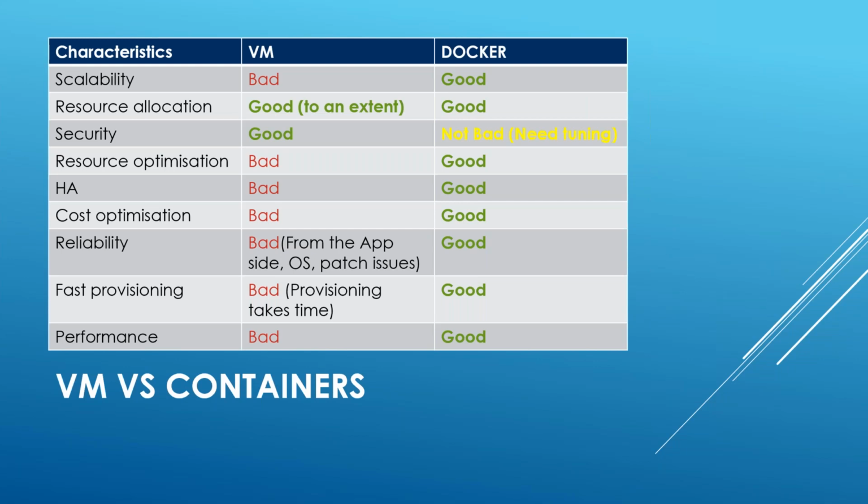Now if you see the differences between VMs and containers, scalability is bad in VMs, but in containers, we are going to discuss Docker, that's why I have written Docker here, all the characteristics are good except security. Because if I get root level access to one container, hackers can easily hack all the containers running inside that host machine.